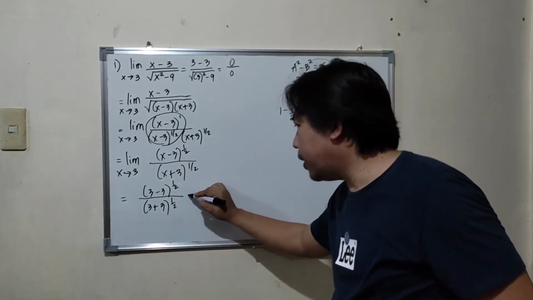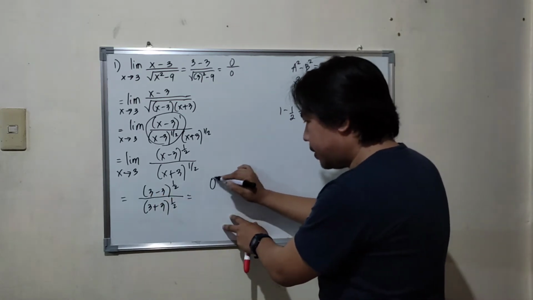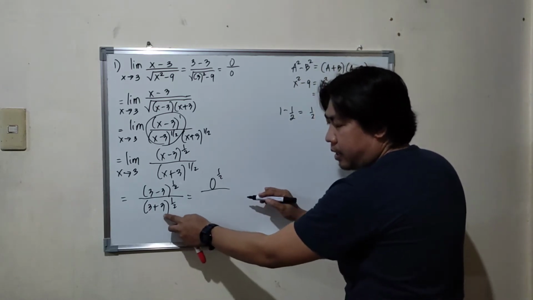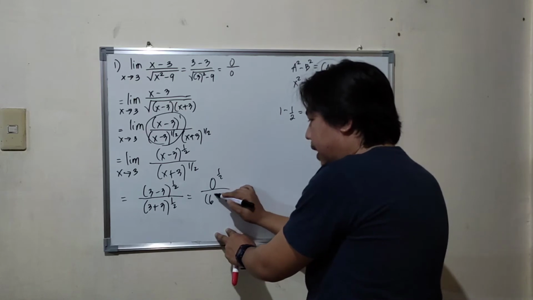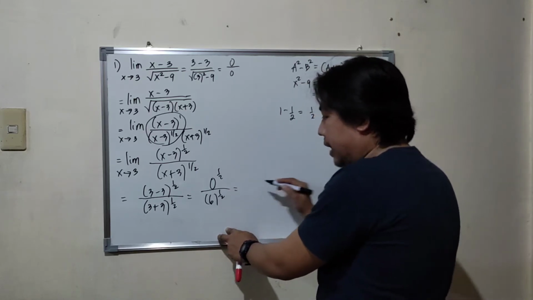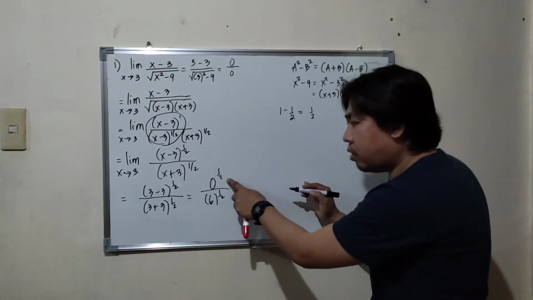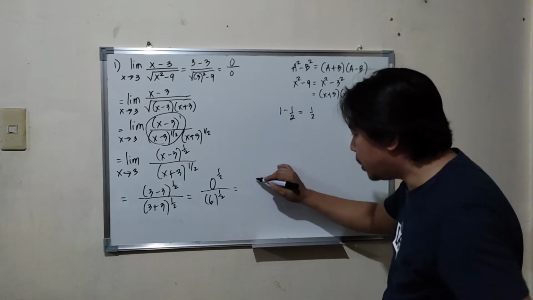Therefore, the answer now is 3 minus 3, that is 0, raised to 1/2 is still 0. And for the denominator, we have 3 plus 3, so that is 6 raised to 1/2. So we have 0 over a nonzero number, and 0 divided by any number except 0 is equal to 0.